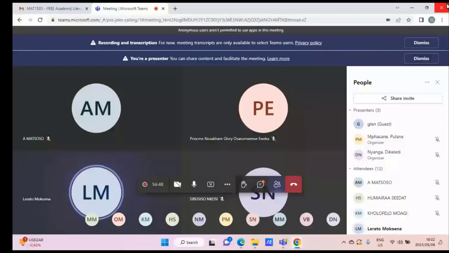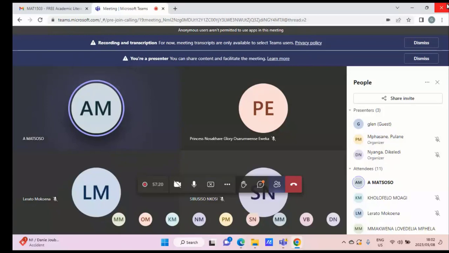Up to so far, Princess and Sbusiso have got the same answer. And then even the last entry is similar for both of them. Hey, Matsoso, what did you get? I got the same matrix as Sbusiso and Princess. Are you sure? Yes, sir. Okay. Lerato, we are giving you a minute to double check your last row before we can start to talk.